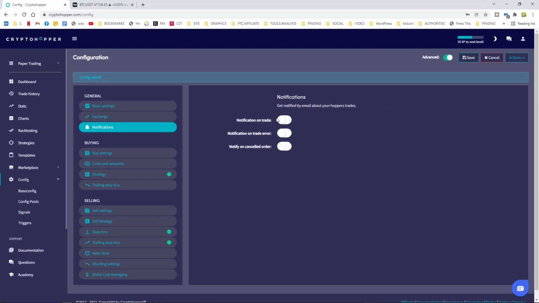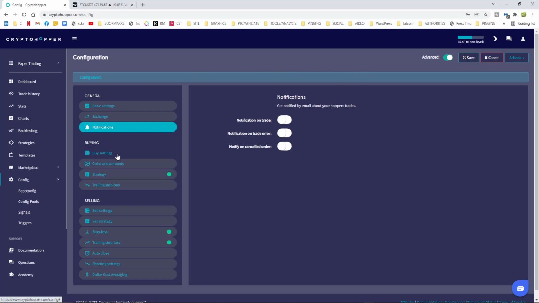Notifications, that's completely up to you. I find them annoying when they're going off every few minutes on my phone. Pretty cool as a novelty when you first start. You soon get tired of them, especially at night when you're going to sleep and you get these bings on your mobile phone waking you up.